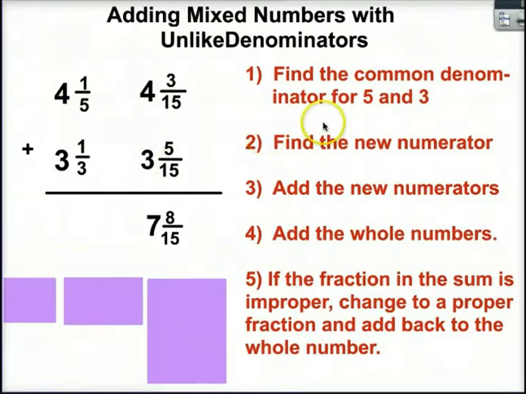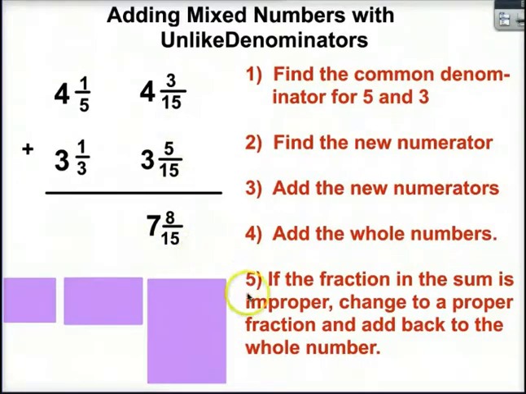So let's take a look at the steps that you're going to use for adding mixed numbers with unlike denominators. You are still going to find the common denominator. For 5 and 3, that common denominator is 15. You're still going to find the new numerator, and you find that by thinking: 3 times what number is 15? That would be 5. 1 times 5 is 5. 5 times what number is 15? That would be 3. 1 times 3 is 3. You now have equivalent fractions. You can now add your numerators: 3 plus 5 is 8, and you have 8/15. Then you add the whole numbers. 4 plus 3 is 7.